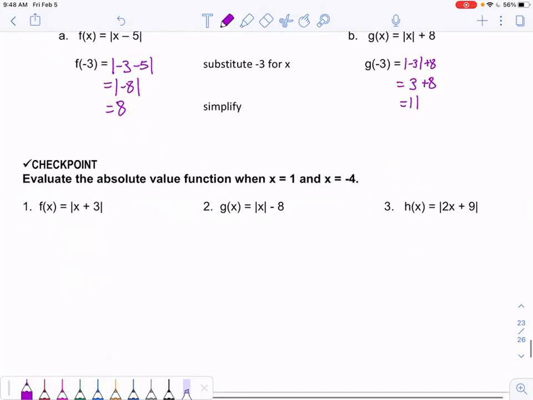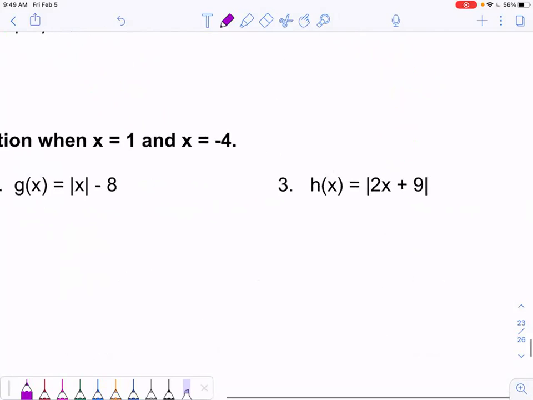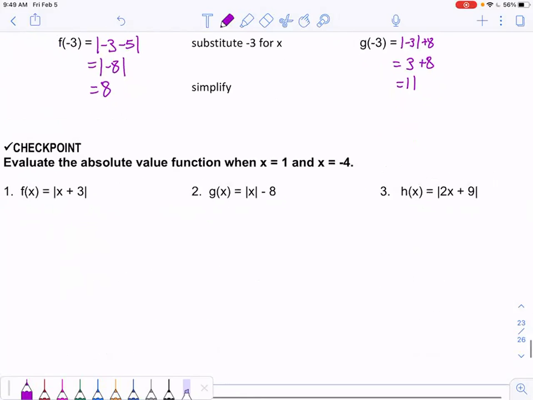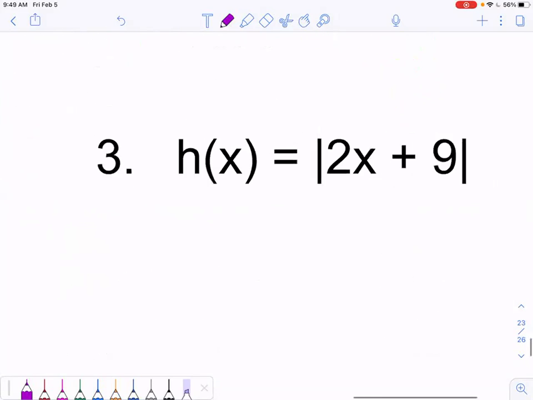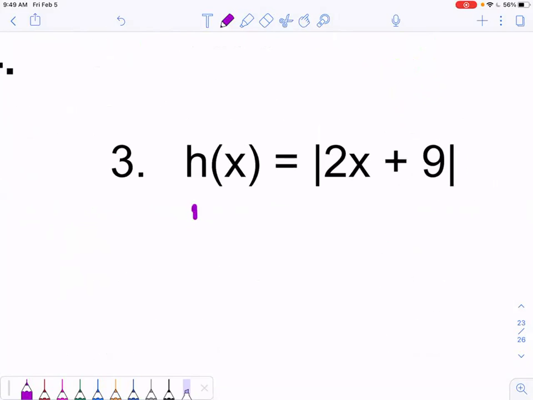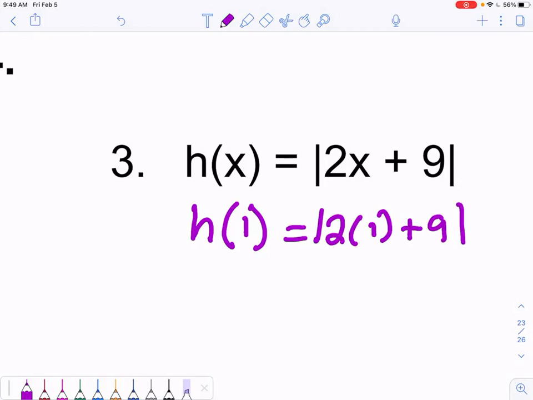So I'm going to do number 3 with you, and I'm going to have you guys do numbers 1 and 2 on your own. So it says to evaluate the absolute value function when x is 1 and when x is -4. So I want to show you how to write that. When x is 1, we'd write that h of 1 equals the absolute value of 2 times 1 plus 9. H of 1 is going to equal the absolute value of 2 plus 9.